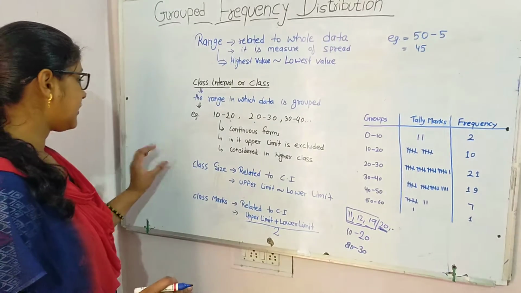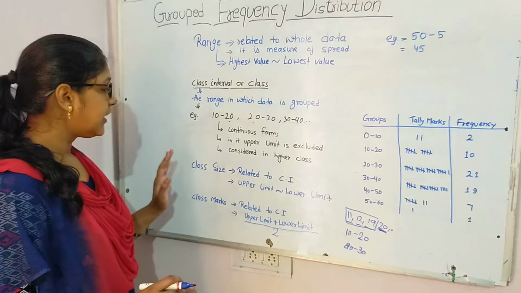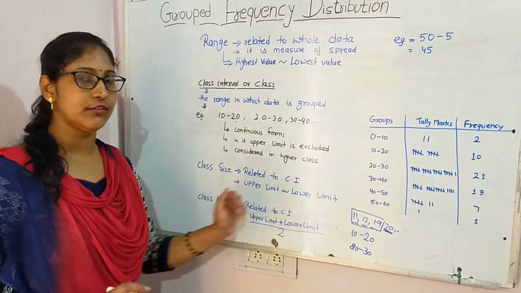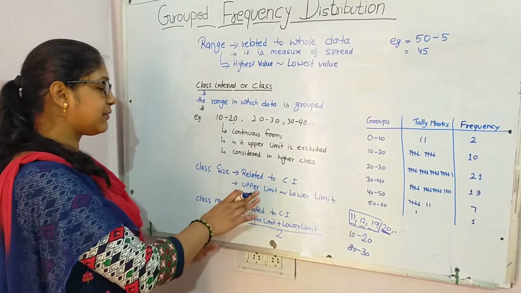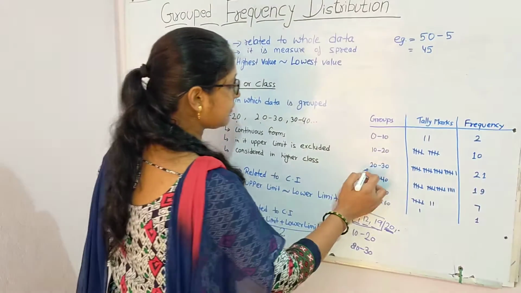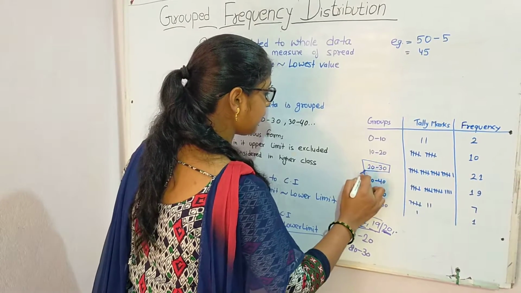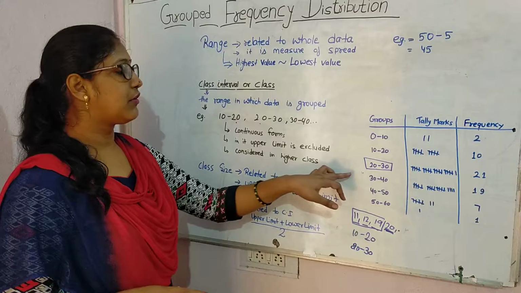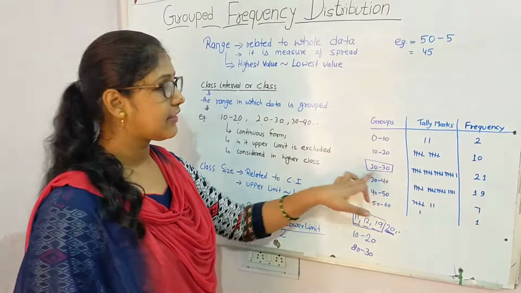Okay. The next term is class size. It is related to class interval. It is the difference between upper limit and the lower limit. For example, we consider this class interval 20 to 30. Then, what is the difference between upper limit and the lower limit?